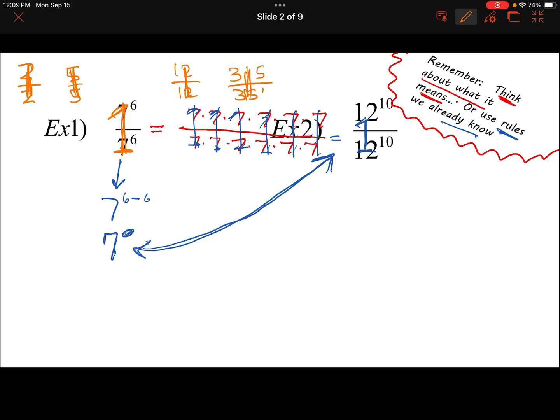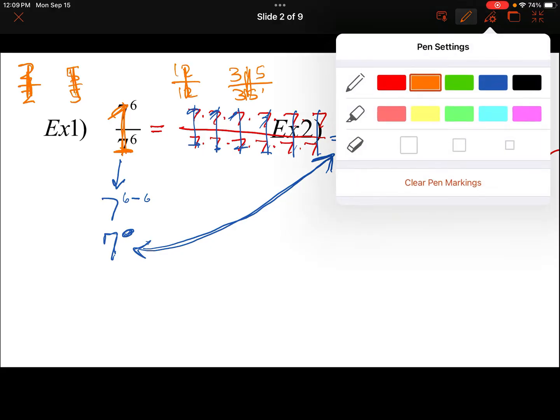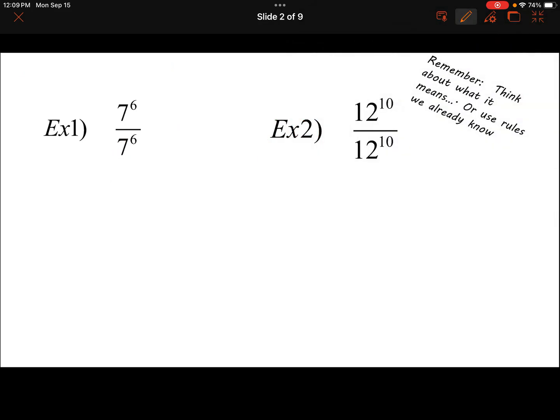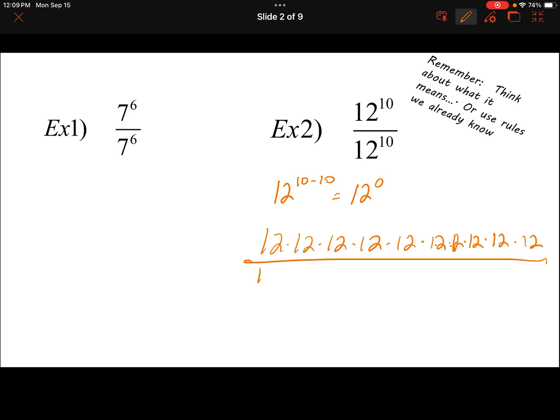Okay, let's look at example 2. And I need to clear my screen. Again, I can think about what this means by rule. 12 to the 10 minus 10 is going to give me 12 to the 0. Or I can write out what it means, a whole bunch of 12s. I don't want to have to do this. I want to learn the shortcut rules. That's only 5, 8, 9, 1, 2, 3, 4, 5, 6, 7, 8, 10 12s over 10 12s.